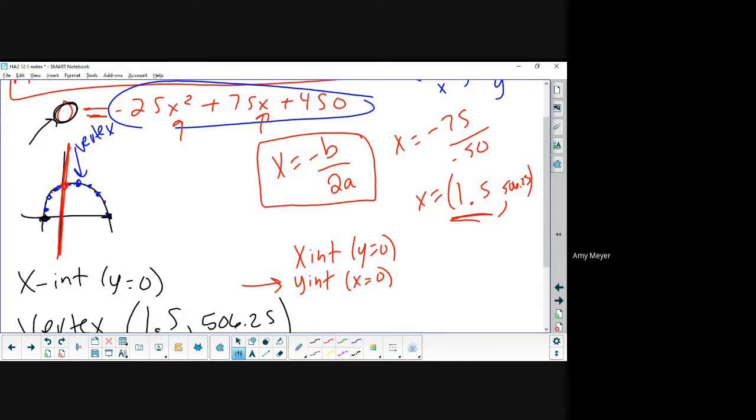How hard is it going to be to plug in a 0 for x? Do we need a calculator for that? Plug in a 0 here, plug in a 0 here. What am I going to get? 450. Very quick to find the y-intercept. The x-intercept, not so easy. We had to do the whole quadratic formula or factor, complete the square. One of your 4 methods to solve it.